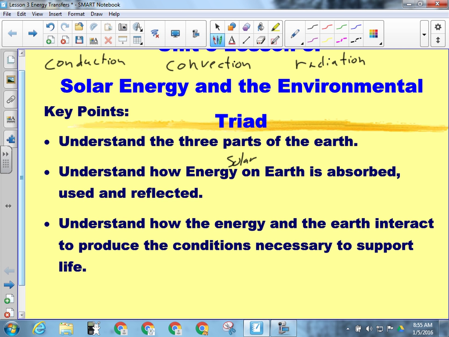Three things can happen to that light when it strikes the Earth. What does a lot of it do? A lot of it reflects. Now, how much of it reflects is a factor of what the surface it hits is like. What's a highly reflective surface that might be present on Earth?